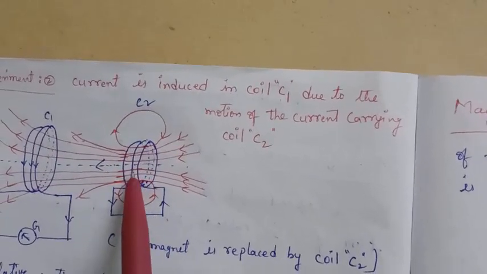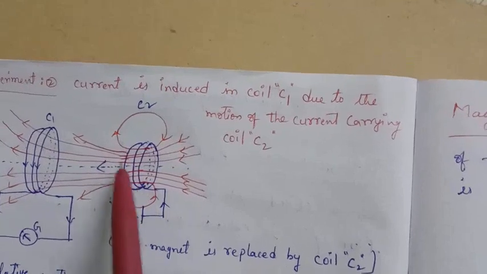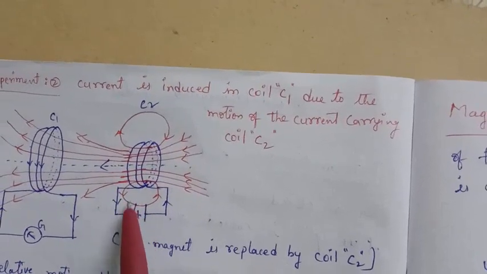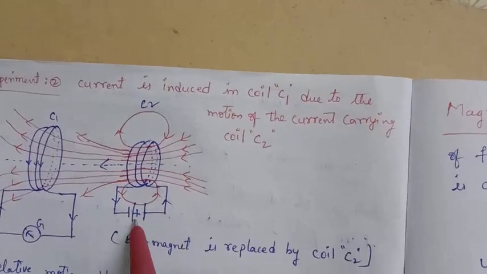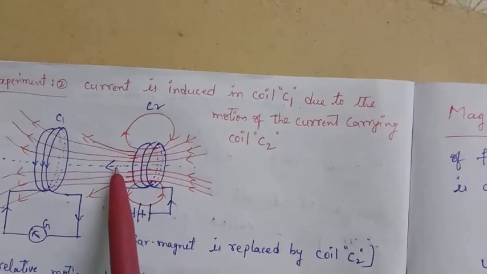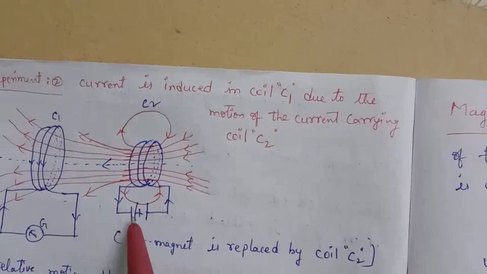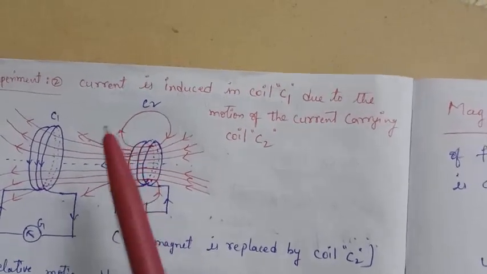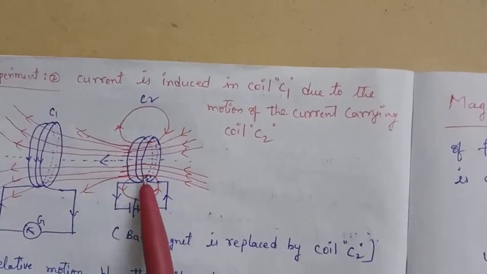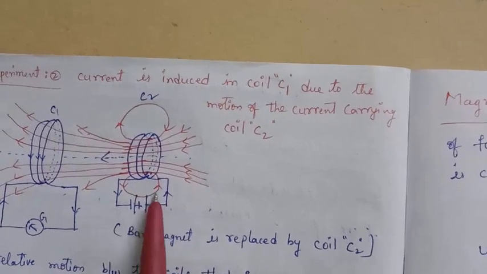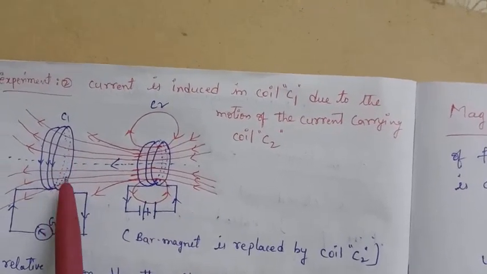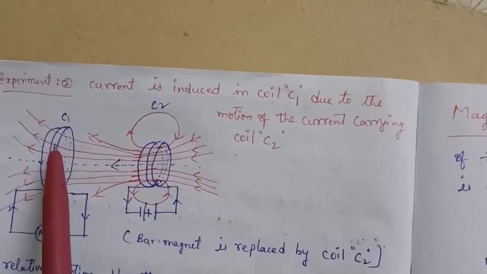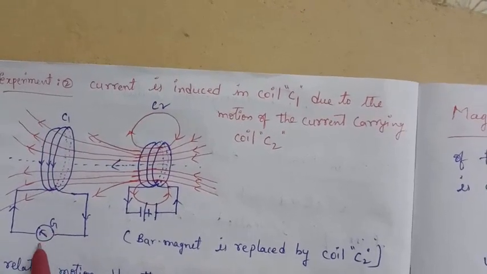So automatically the magnetic field will increase or decrease depending upon this battery. If you apply high power here, automatically the magnetic flux will be greater. If you apply less power, it is less. So automatically this coil now behaves like a bar magnet. When you push it towards the coil, there is a change of magnetic flux through this coil. At that time this galvanometer shows the deflection.